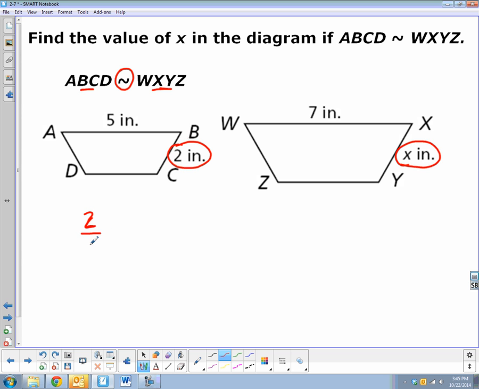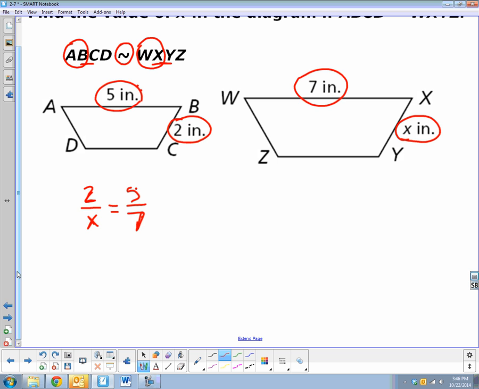2 over x. I can also see here that 5 inches appears to match with 7 inches. AB and WX, yep, they match in the letters as well. And so we can set up a proportion. Again, I read from left to right before. I got to continue reading from left to right. So it'd be 5 over 7. I have a proportion. I can cross multiply, and I can get a solution from that.